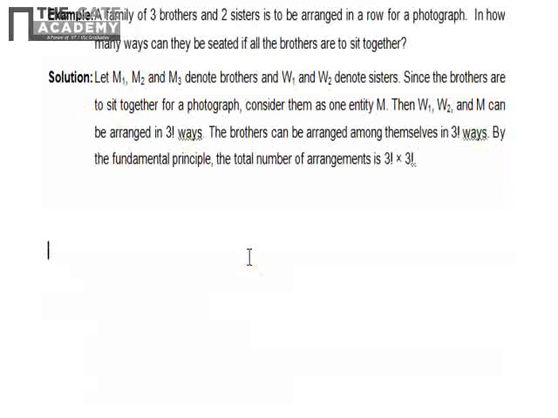Now the next example: a family of 3 brothers and 2 sisters is to be arranged in a row for a photograph. Please keep in mind, if a question comes that you have to arrange on a stool, arrange on a bench, arrange for a photograph, any linear arrangement, it is always talking about permutation. Okay, so there is one condition in this. How many ways can they be seated if all the brothers are to sit together? That means the brothers should be together.